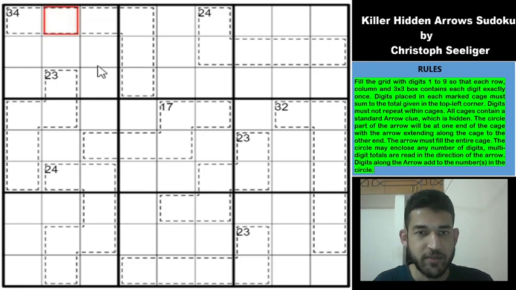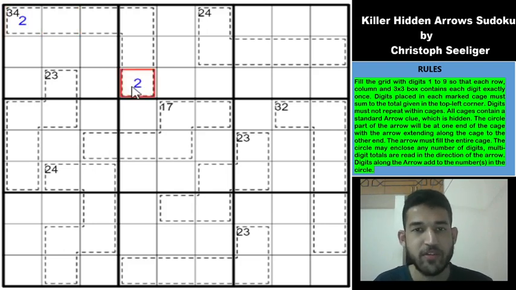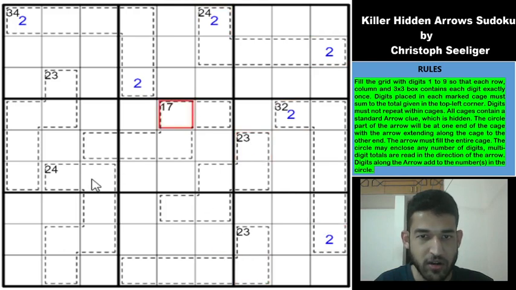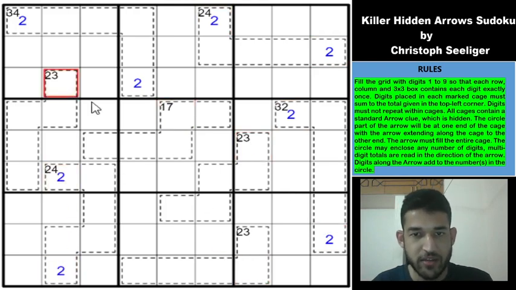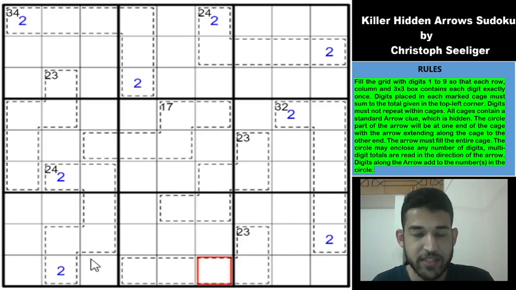Which means that when the parity is even, we are certain that the tens digit must be 2. So we'll do that for all the cages. 24 is even, so tens digit is 2, 32 is even, tens digit is 2. So these are all odd, this is even. And we have 1, 2, 3, 4, 4 odd cages, right? So 1, 2, 3, 4, 5, 6, 7, 8, totally 8 cages with 4 odd cages and 4 even cages.